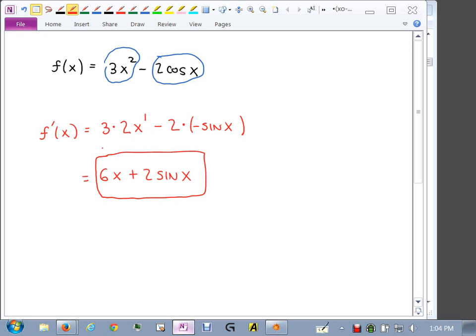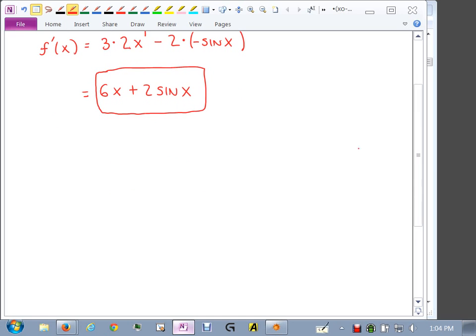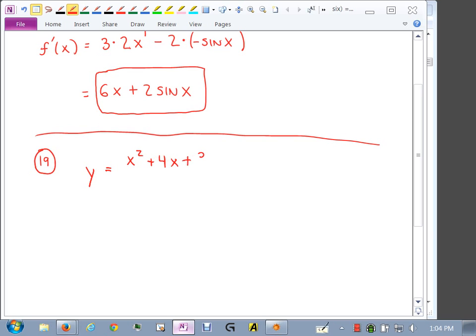19. Yes. Y equals x squared plus 4x plus 3 over square root of x.